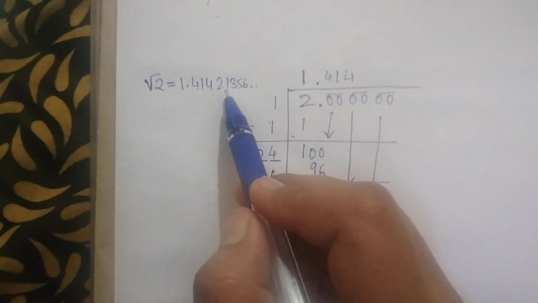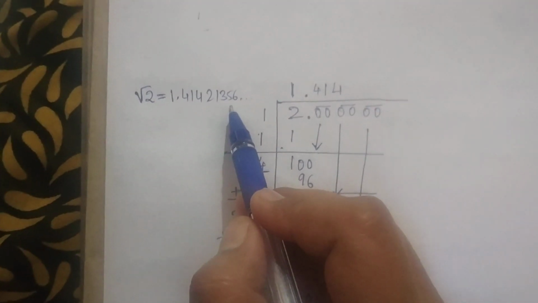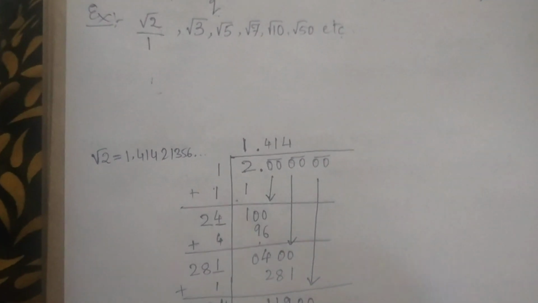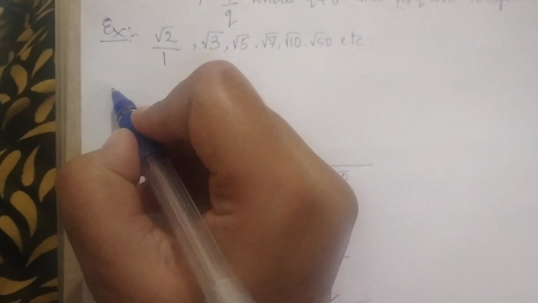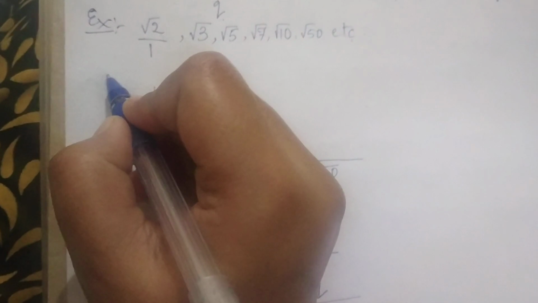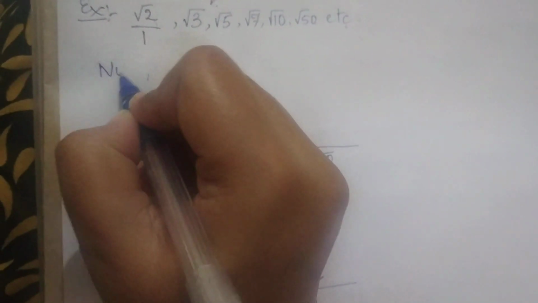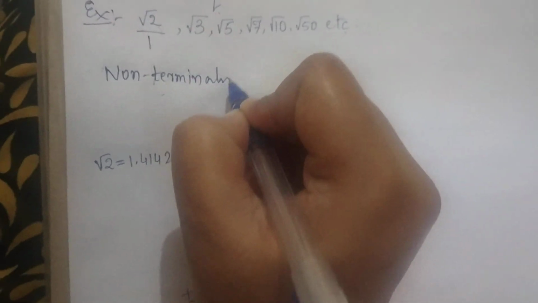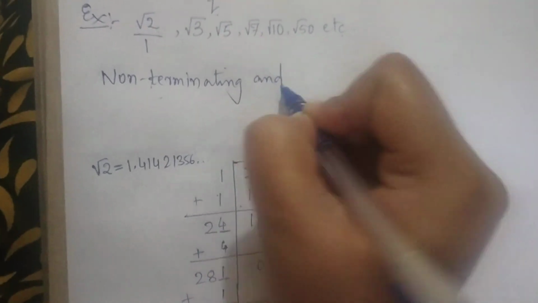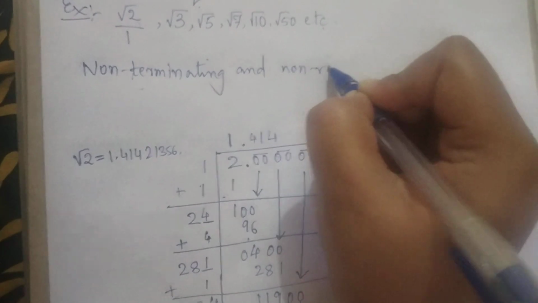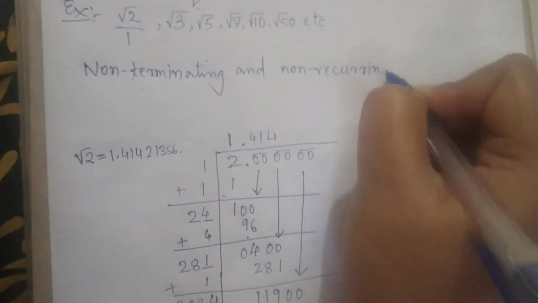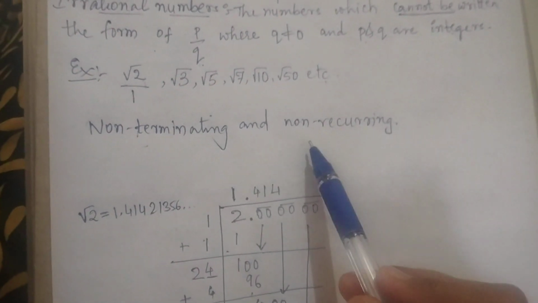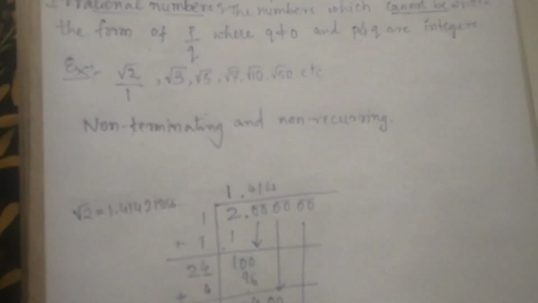Now you can see here there is no particular block of digits which is repeating, and it is a never-ending process. So for irrational numbers we can write that the decimal expansion of an irrational number is non-terminating and non-recurring. Irrational numbers are the numbers whose decimal expansion is non-terminating and non-recurring. There are infinite numbers like this.